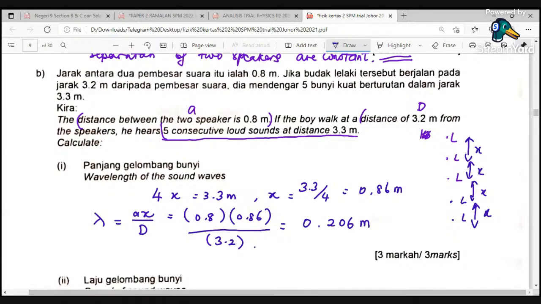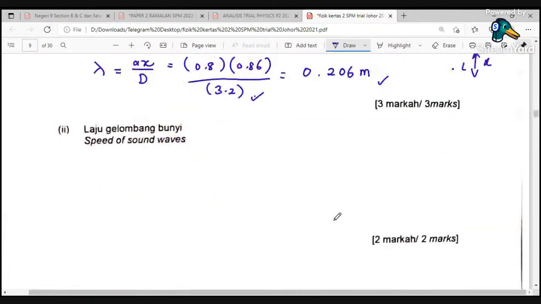So λ = ax divided by D. Okay, a 0.8 meter, x 0.86, D 3.2. So all in. Okay, so dapat lambda. Unit kena betul. Gantian unit betul.